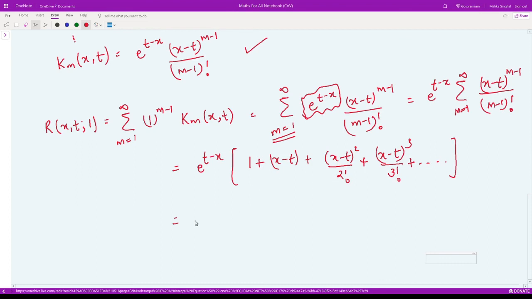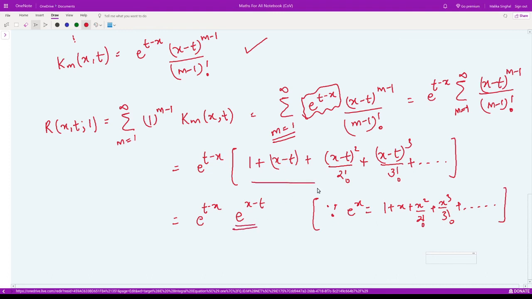This is similar to that of, I can write this as exponential of (x minus t), because we know what is e to the power x? It is equal to 1 plus x plus x square by 2 factorial plus x cube by 3 factorial plus so on up to infinity, right? So we have this term instead of this infinite series. So at the end we are left with 1, or I can write e to the power 0, and this would be 1, right? So our resolvent kernel in this case is equal to 1.